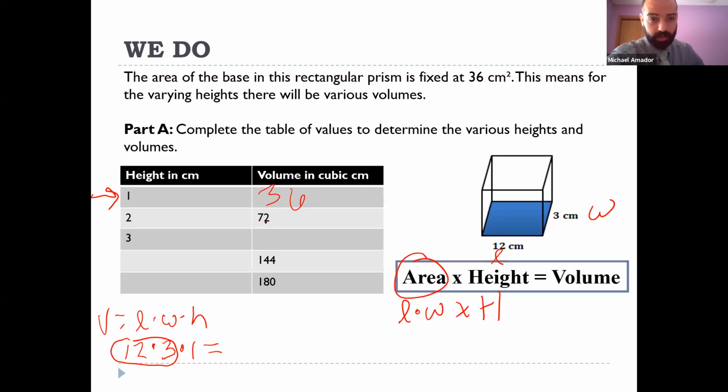All right, I'm going ahead because we need to move forward in time here. So the volume is 108 cubic centimeters. Let's go to the 4th row. So the 4th row, if the volume is 144 cubic centimeters, what will the height be?